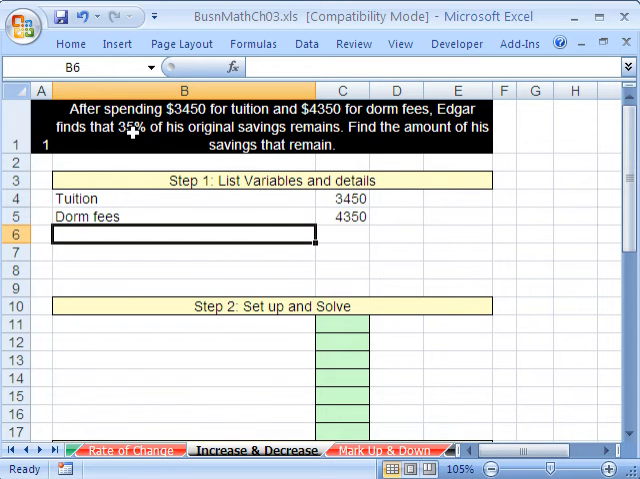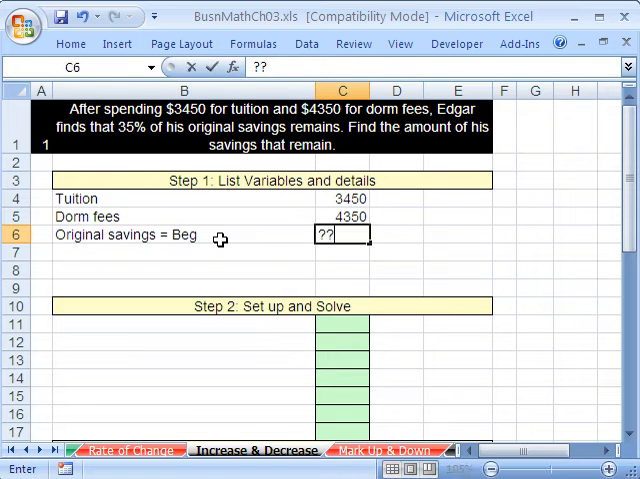And then it says Edgar finds that 35% of his original savings remains. Well, okay, original. Oh, well, original, that sounds like begin, right? That's what we started with. So let's put that here, original savings, and I'm going to put equals begin, because that's the term we're using, begin. And we don't know what that is yet.